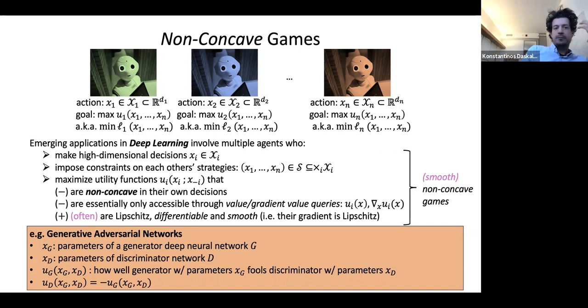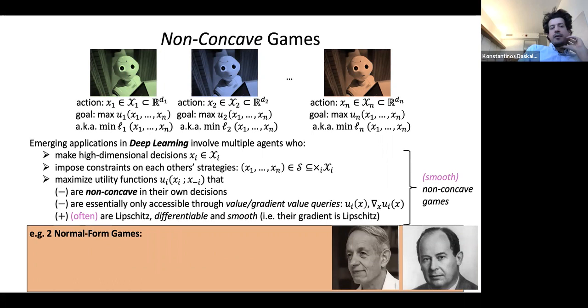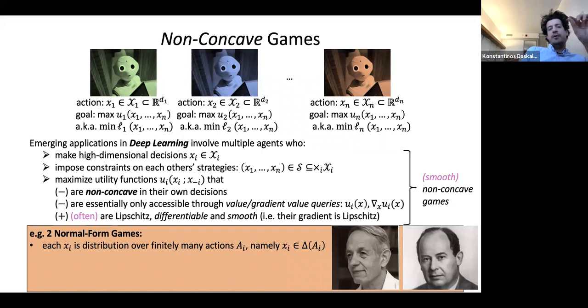We also capture classical things, right? We capture what are called normal form games in game theory, going back to von Neumann and Nash, and even before them to Emil Borel. In normal form games, the strategies of the agents are distributions over a discrete set of actions. So the xi's are points in a simplex whose corners correspond to discrete actions. These xi's represent distributions over a discrete set of actions.